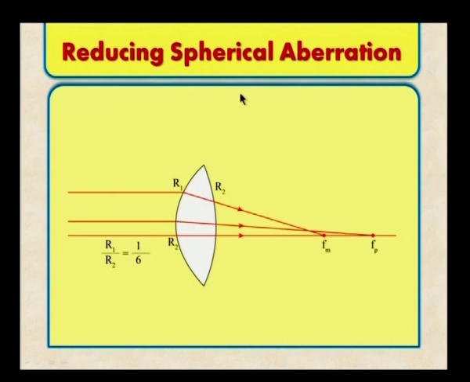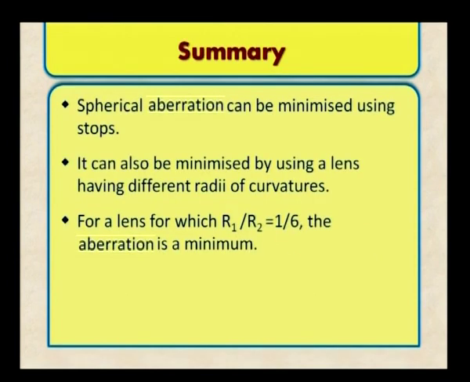Now, you see the lens I have been talking about, wherein the radii of curvature differ by 6 times. Now, we will pass on to the summary part of the lecture. The spherical aberration can be minimized, as I told you, using stops. The other possible method is to minimize it by using a proper lens having different radii of curvature. For a lens for which R1 by R2 is 1 by 6, the aberration will be a minimum.